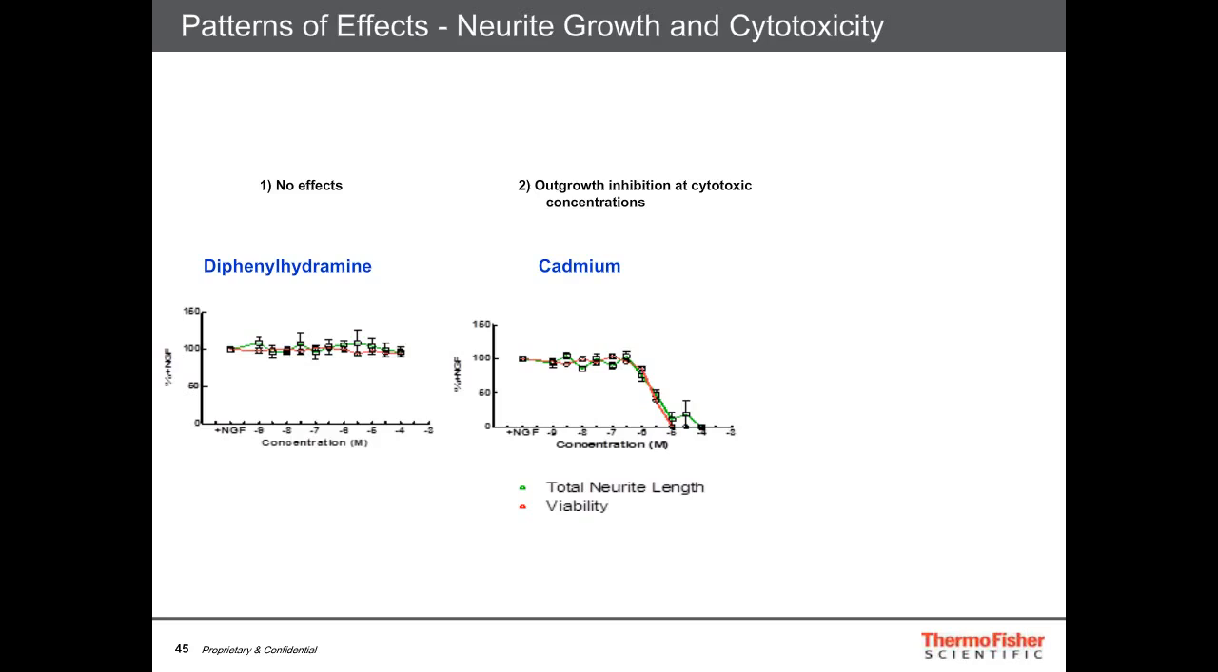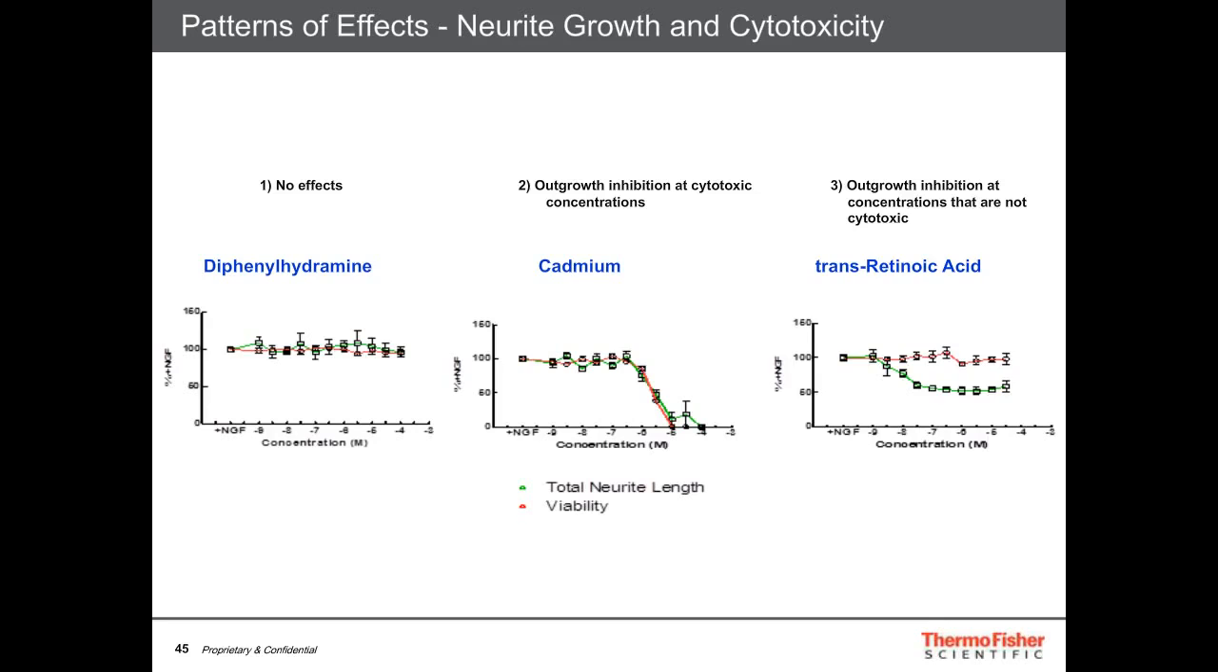Conversely, we saw non-selective effects, like you see here with cadmium, which of course is a heavy metal. Starting at concentrations of about 1 micromolar and up, we see a dose-dependent decrease where both the viability and the neurite outgrowth decrease. We would interpret this as a non-selective effect, meaning that at concentrations that reduce neurite outgrowth, they also cause a generalized cytotoxic effect.